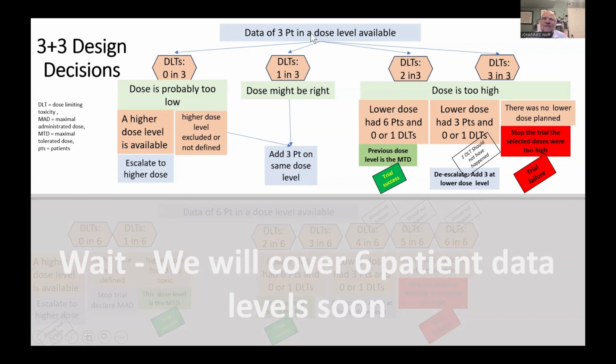However, what if this level was the lowest, the first? There is no lower level described in the protocol. That's really bad luck, because then you have to stop the trial. You cannot declare an MTD. This is basically a trial failure. The doses described in the protocol were too high.